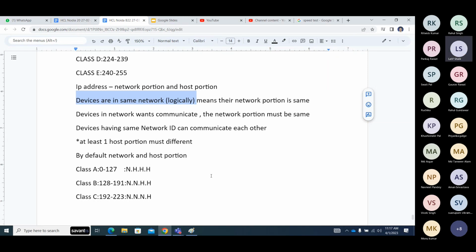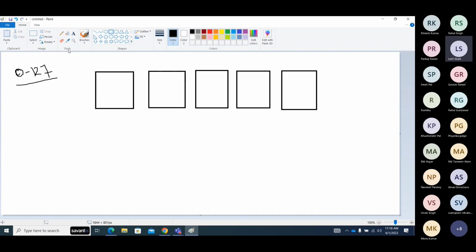One NIC is there, but we can assign 2-3 IP addresses because we are assigning the IP address at the OS level. Guys, this is another point: the MAC address is at the NIC level, hardware level. The IP address is at the OS level, device level, not NIC level. Devices communicate with each other if their network ID is the same. That's what I said, right?